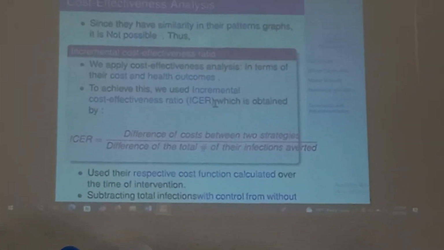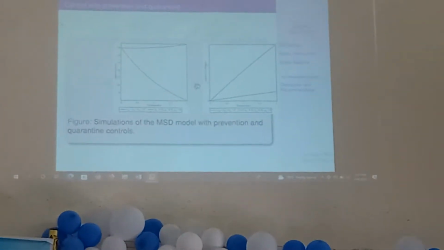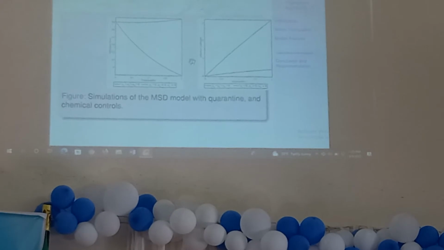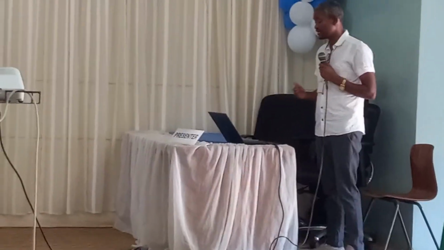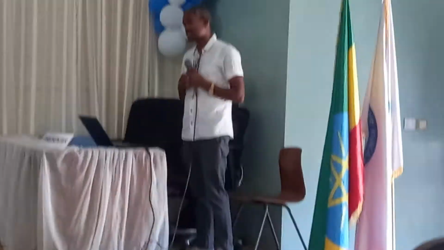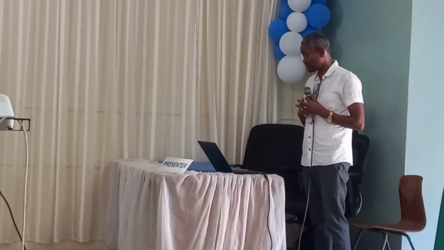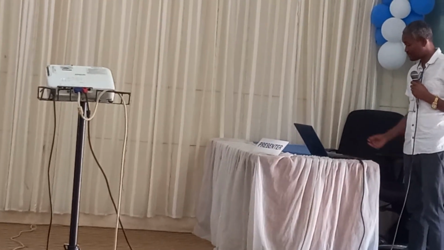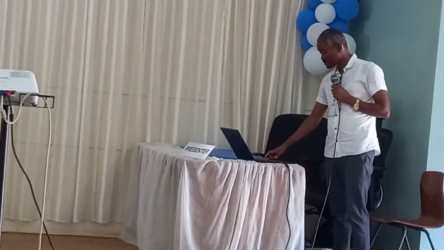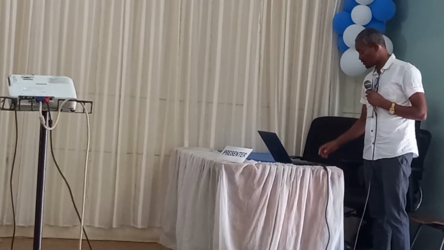However, you can see that all the graphs look similar, so it's not possible to identify which control strategy is more cost-effective or more important in reducing the transmission dynamics of the disease. So, to identify or rank the implemented strategies in terms of their cost and health outcome, we apply cost-effectiveness analysis. We use the incremental cost-effectiveness ratio to determine the best strategy in terms of cost. The ratio is obtained by that formula: the difference of the costs between two strategies over the difference of the total number of infections averted by each strategy.